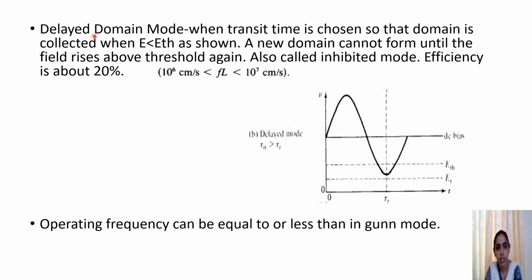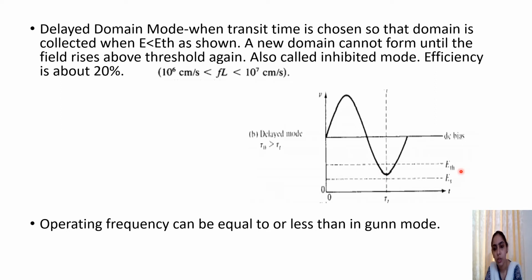Now next, in the case of delayed domain mode, the transit time is chosen so that the domain is collected when E is lesser than ETH as shown. That is, in the figure you can see that when the electric field becomes lesser than the threshold electric field value, that time you are going to collect the domain. So in such cases we are having an efficiency of 20% since we are collecting the domain as soon as the electric field is going below the threshold field value.